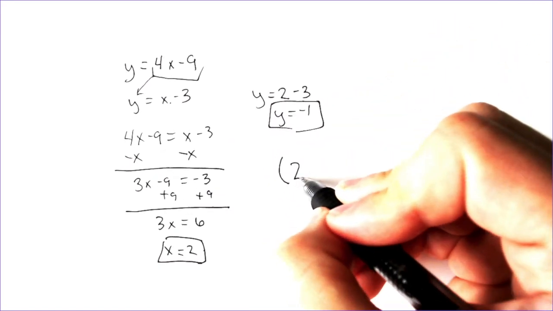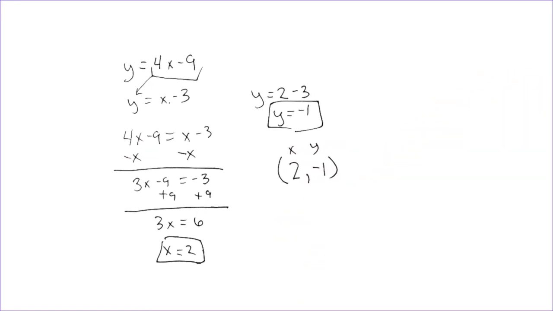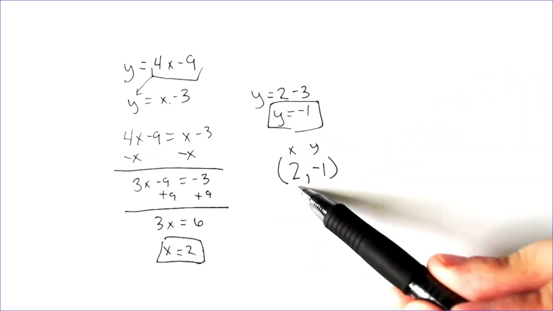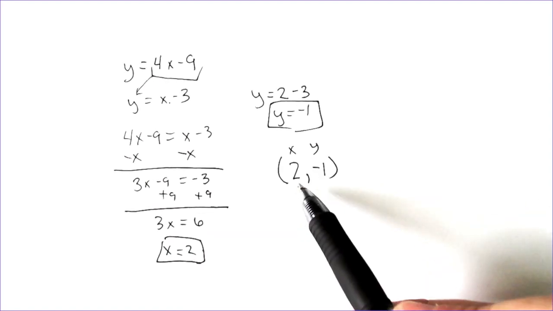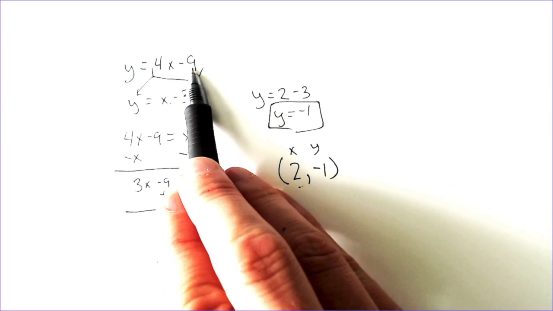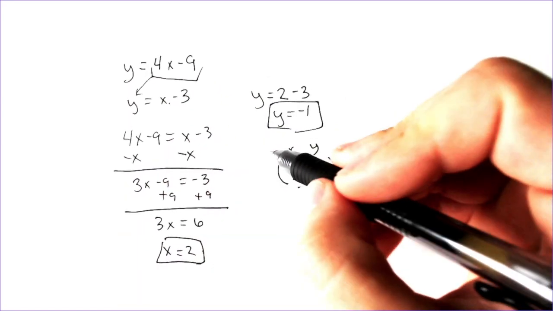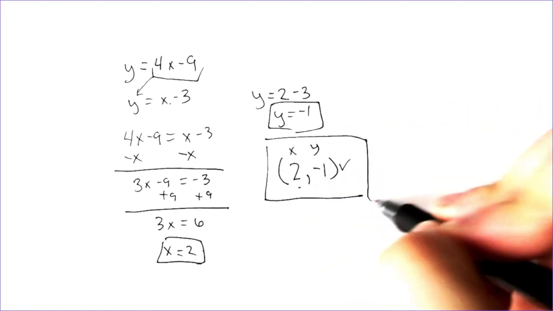And I have my coordinate point, (2, -1), x comma y. Real quickly, you could plug it in your head and see if that's a true statement. If I plug in 2 for x in the top equation, 4 times 2 is 8, minus 9 is negative 1 for y. So that also works, and we have our coordinate point.